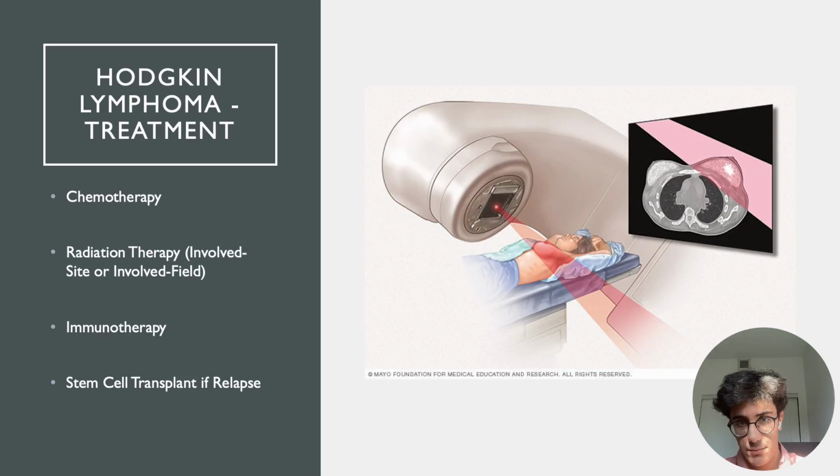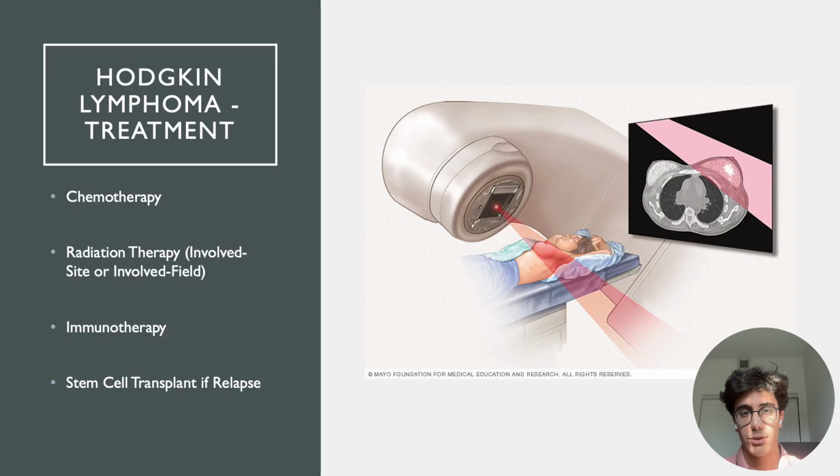How is Hodgkin lymphoma treated? Well, chemotherapy, specifically the ABVD regimen, is the frontline standard treatment of Hodgkin lymphoma all around the world. The ABVD regimen is abbreviated for the first letter of the four drugs used in chemotherapy. The four drugs include adriamycin, bleomycin, vinblastine, and dacarbazine.